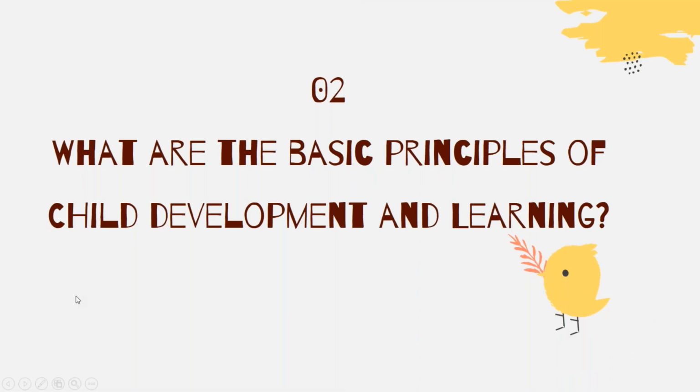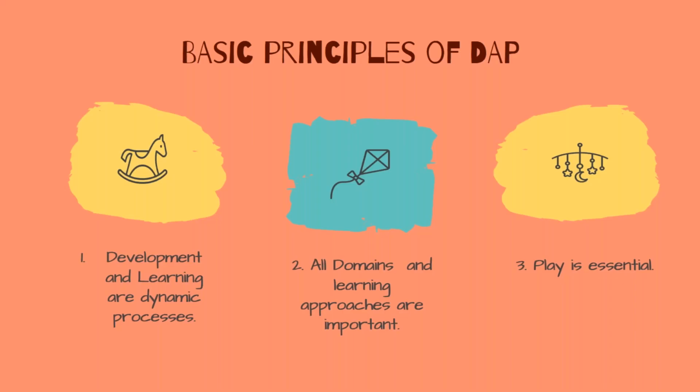So, NAEYC's guidelines and recommendations for developmentally appropriate practice are based on the following 9 principles and their implications for early childhood education professional practice. So, we're getting ready to dig a little deeper into those principles now. And if you're not aware, NAEYC stands for the National Association for the Education of Young Children. So, let's talk about the basic principles. So, number 1, development and learning.